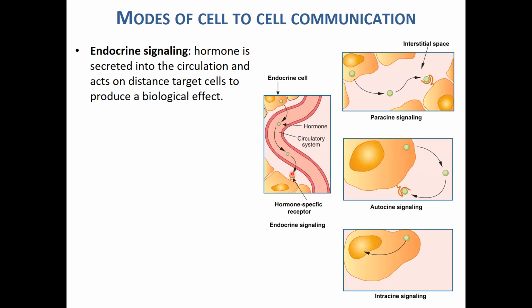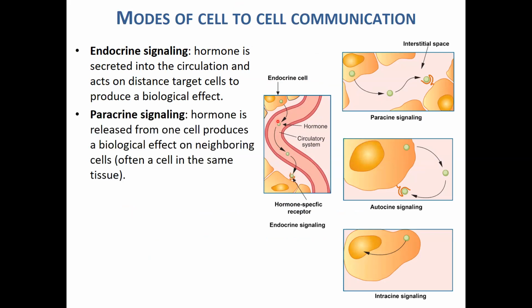Examples of this are all the trophic hormones released by the anterior pituitary, such as thyroid stimulating hormone. Then we have paracrine signaling. Here we have the endocrine cell producing the hormone. It's not released into the blood system, but into the interstitial space. It binds the receptor on the neighboring cell to elicit a biological response.